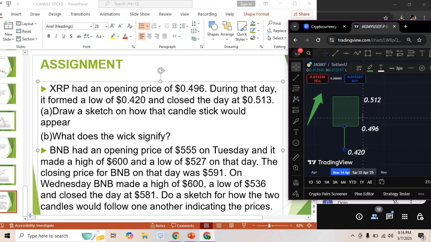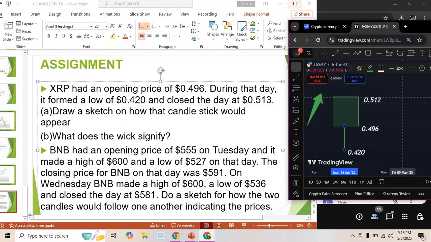Because we defined a bullish candlestick as a situation where the closing price is higher than the opening price, because the direction of a bullish candlestick is up. So 0.496, 0.512. And basically that's how you're supposed to deal with that question.